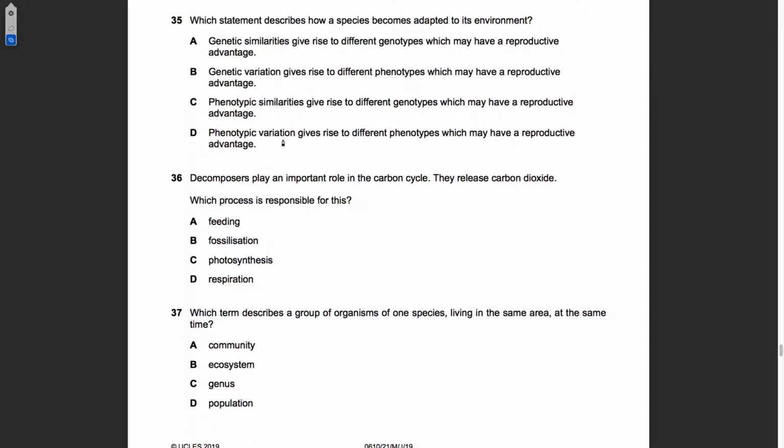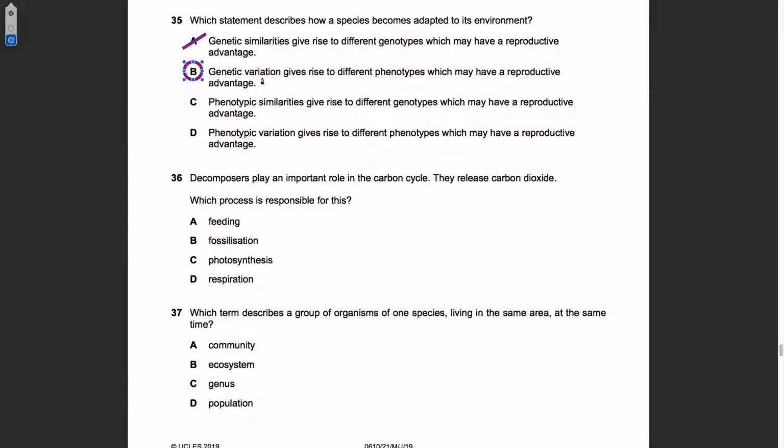Okay, question 35. Which statement describes how a species becomes adapted to its environment? Again, it's so wordy, so just take your time. Are genetic similarities able to give rise to different genotypes which may have a reproductive advantage? Well, it kind of contradicts itself. It's saying if we're similar genetically, we'll end up with different genotypes. That doesn't sound right, does it? Genetic variation will give rise to different phenotypes which may have a reproductive advantage. Now that one sounds good, so I'm going to ring it.